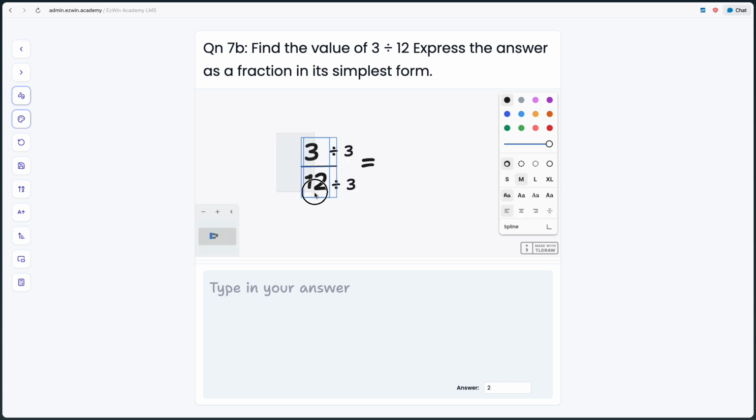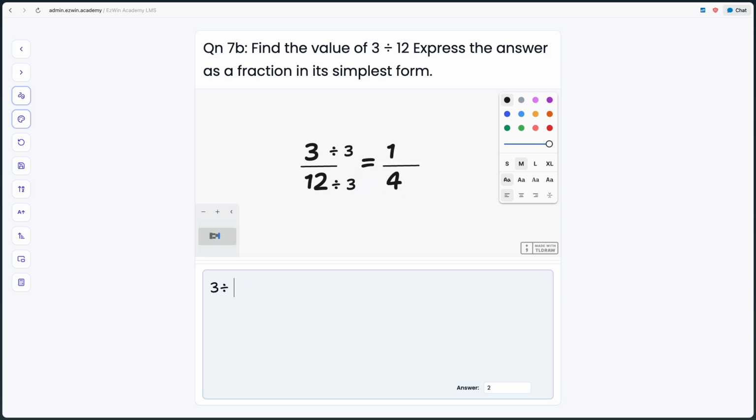So then we simplify 3 divided by 3. 3 divided by 3 is 1, right? And then 12 divided by 3 is 4. So in this case, 3 out of 12, or 3 divided by 12, is equal to 1 out of 4. In this case, that's the answer, 1 out of 4. All right, let's move on to the next question.